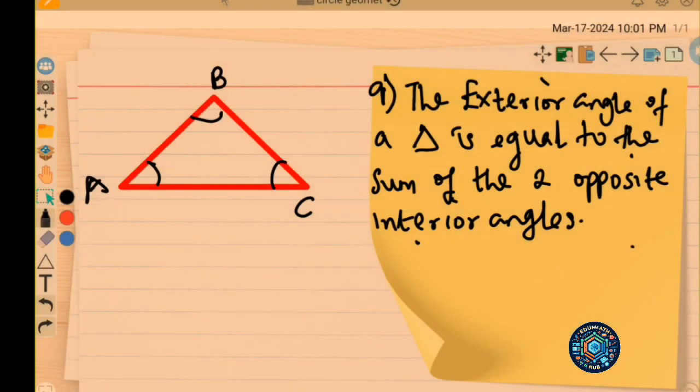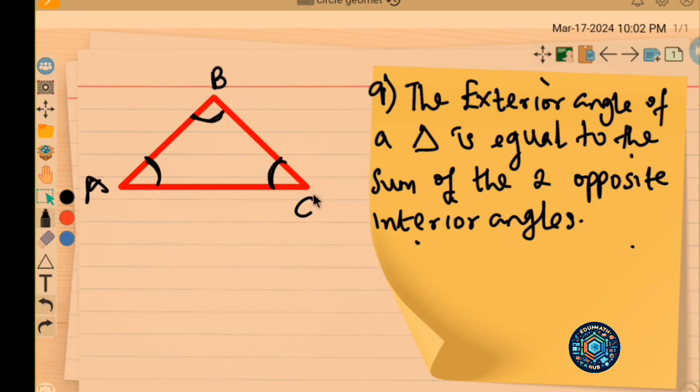So the exterior angle of a triangle is equal to the sum of the two opposite interior angles. What does that mean? Now, this is a triangle here, ABC. These marks inside the triangle are the interior angles. Why? Because they are inside the triangle. Don't forget, an angle is formed where two lines meet. Okay, so these are the interior angles. They are inside the triangle.